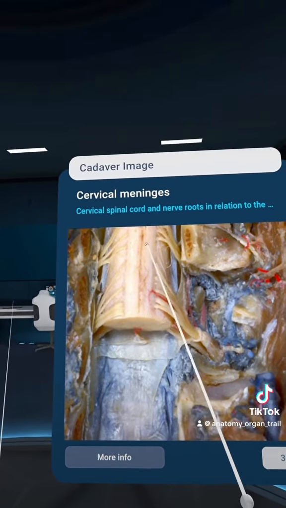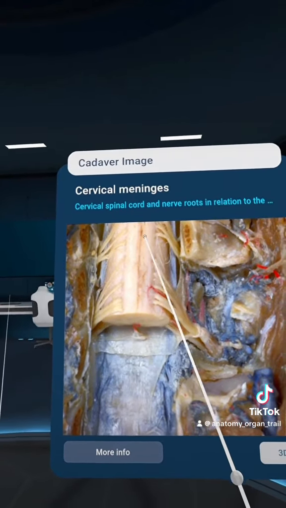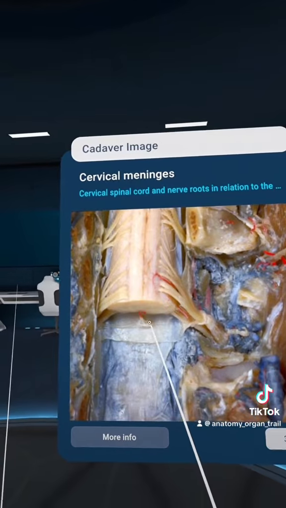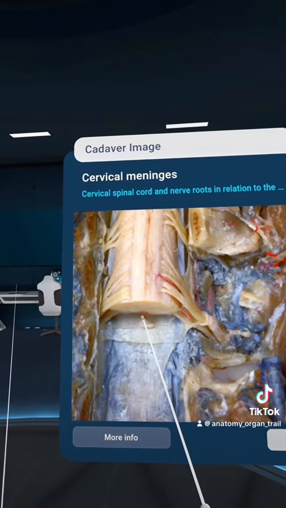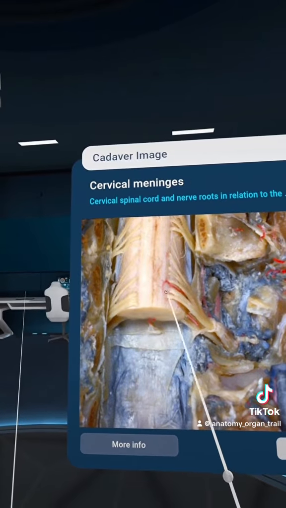Right, this is going to be the posterior side. So this is going to be a posterior view. So this is the posterior median sulcus. This is the anterior side up here. So posterior, anterior. Now they're coming out here on the posterior side.